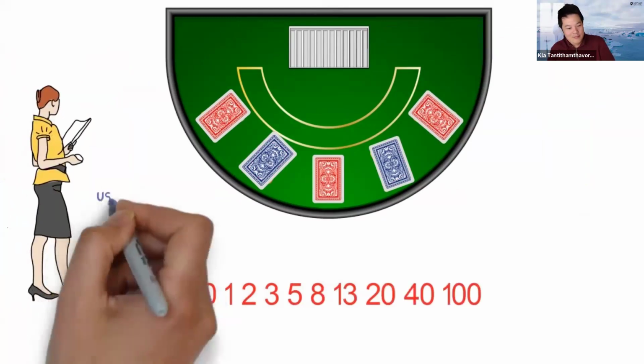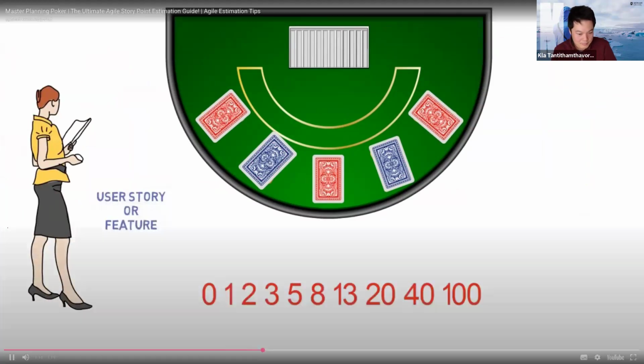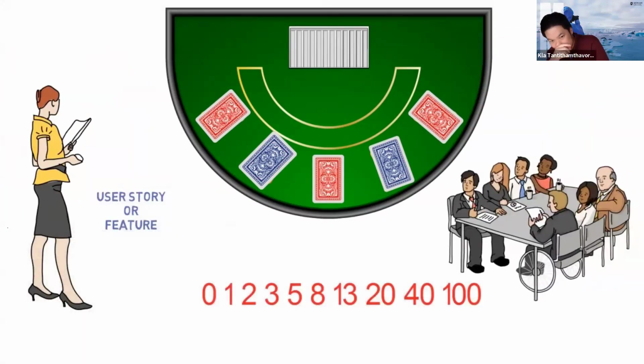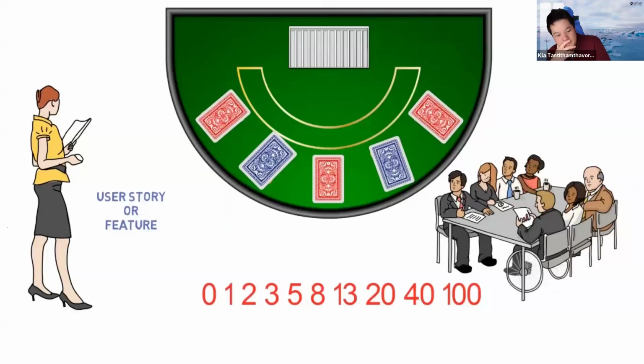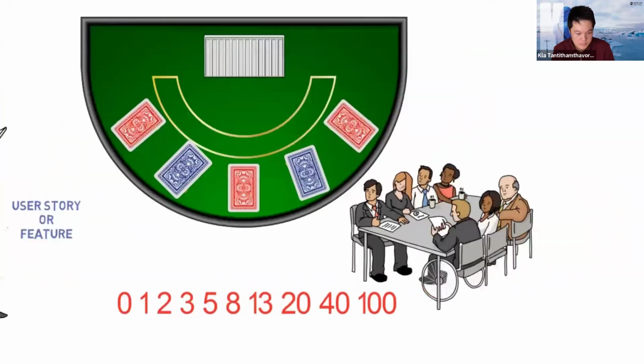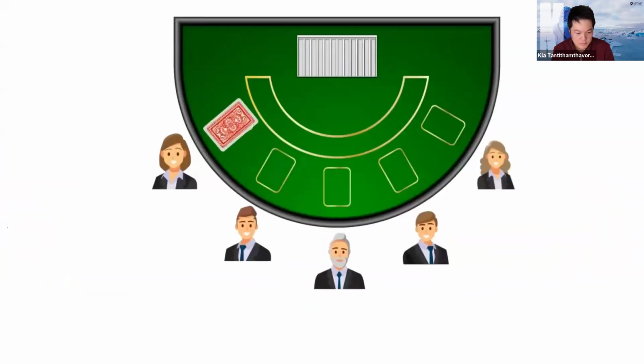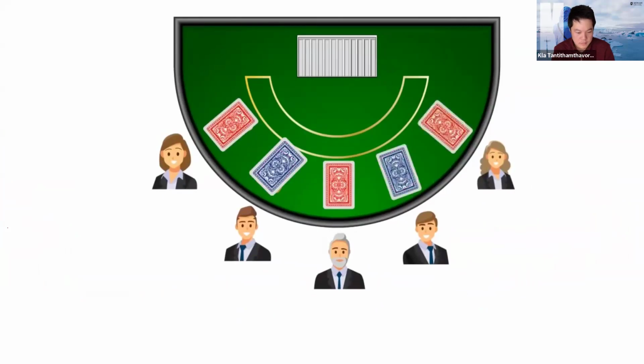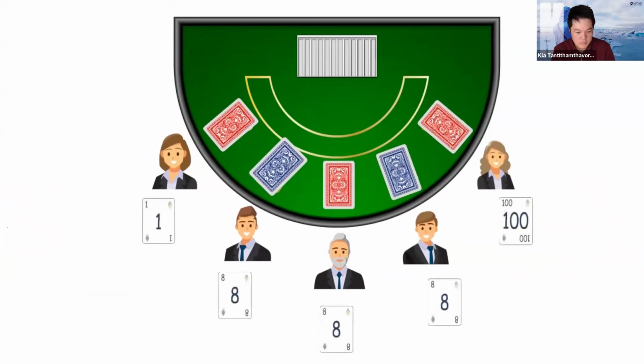The product owner or customer then reads an Agile user story or describes a feature to the estimators. Here, the term estimators means the whole team. The estimators discuss the feature to clearly understand all of its aspects. When they are done discussing, each estimator privately selects one card to represent his or her estimate. All cards are then revealed at the same time. If the value selected by all the estimators is the same, then that value becomes the estimate for the story.